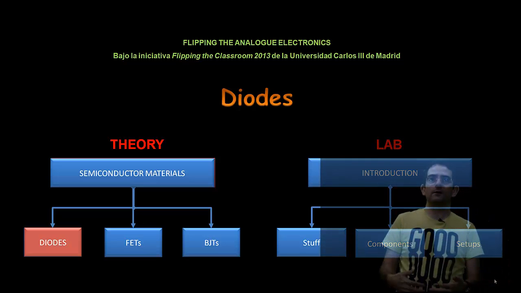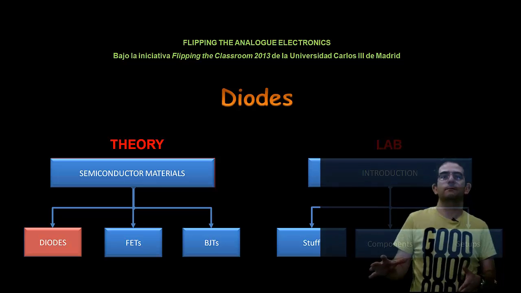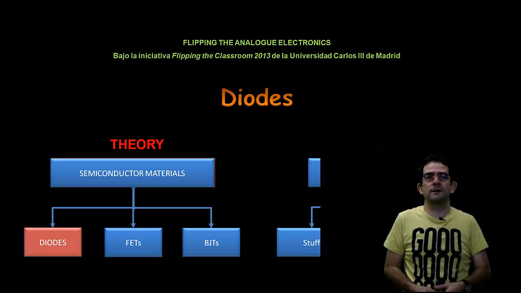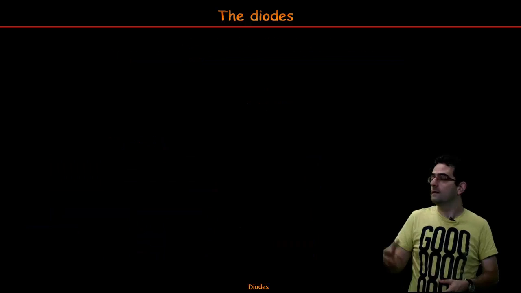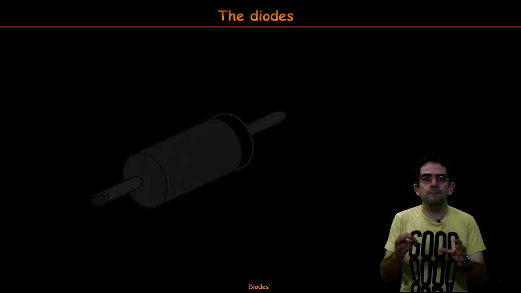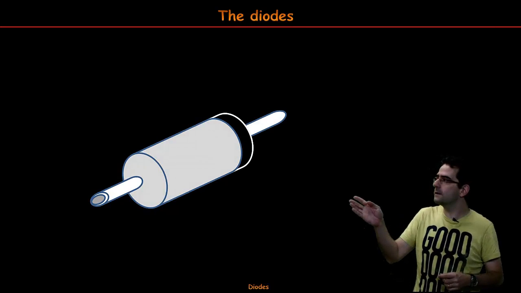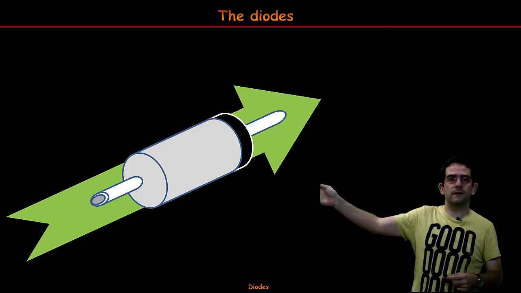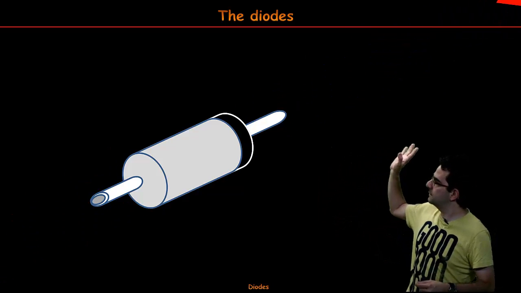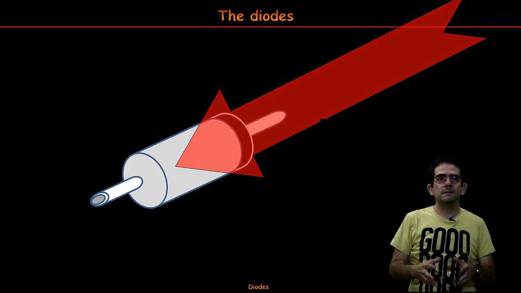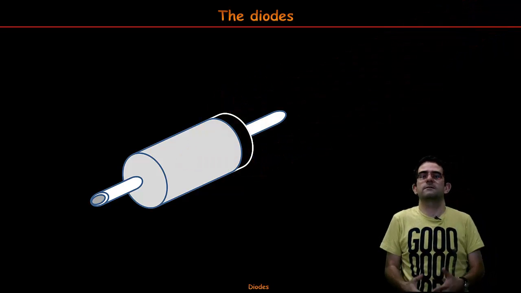In this video, we are going to focus on the first component made up by semiconductor materials, the diode. Diodes are based on a very simple idea: to let the current cross in one direction and avoid the contrary one. Please notice that this is a non-linear device.